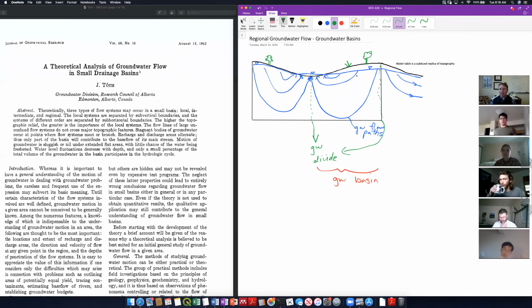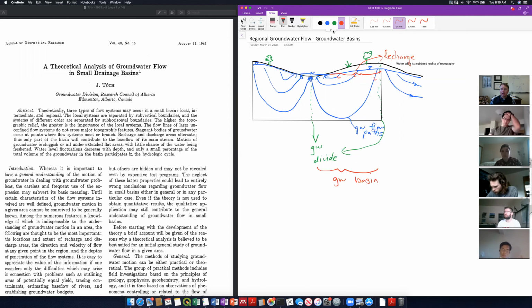All right, so a basin is basically the area in which all the groundwater discharges to a known point. All right, so we can divide our basin up into a couple different zones. So this area where groundwater is entering the system, this is our recharge zone. Anywhere where the groundwater flow paths are going down is our recharge zone. And really this whole zone here is our recharge zone.